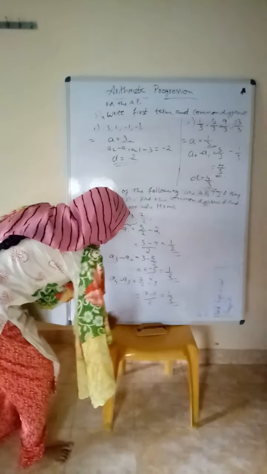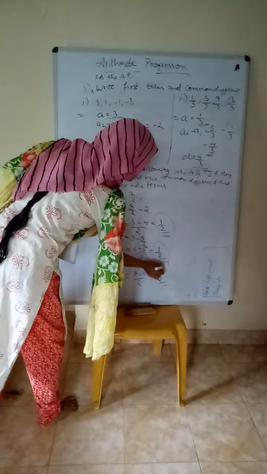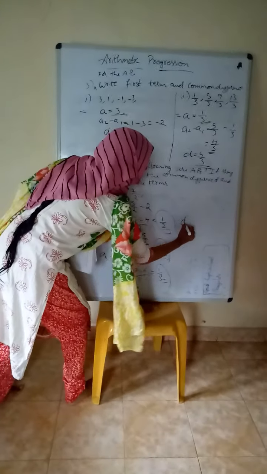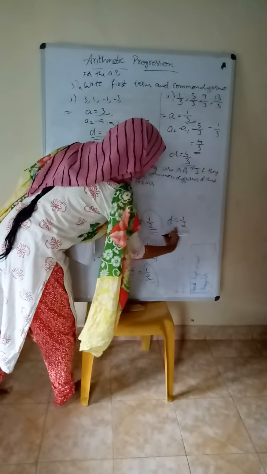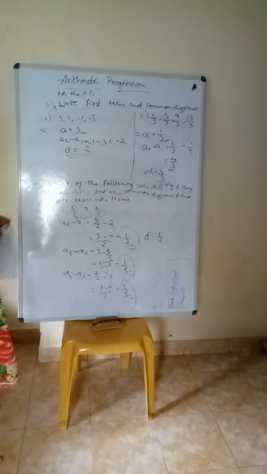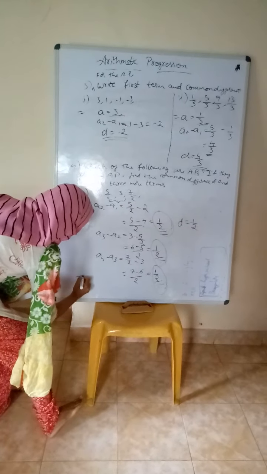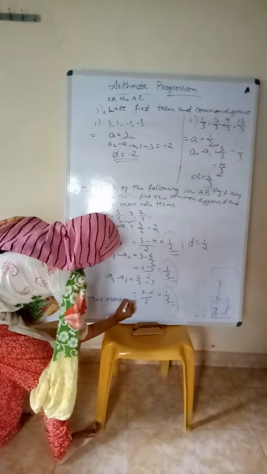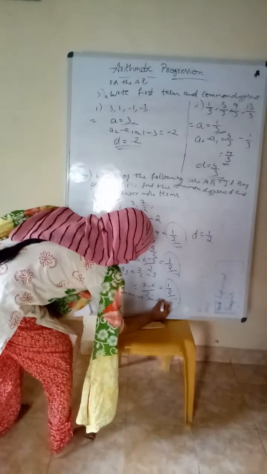So the common difference is same. 1 by 2, 1 by 2, 1 by 2. You got common difference same. So if D equals half is same for everything, then we can say that this set of given expressions is in AP. So this expression is in AP. Okay.